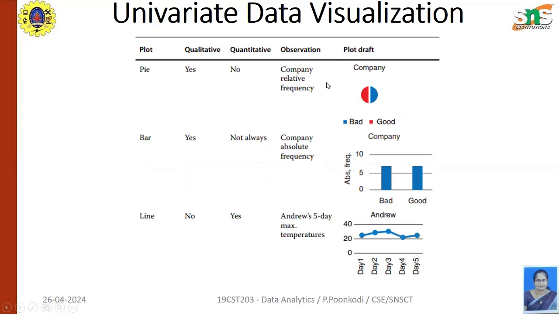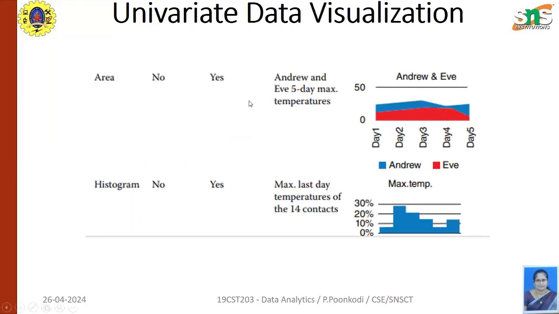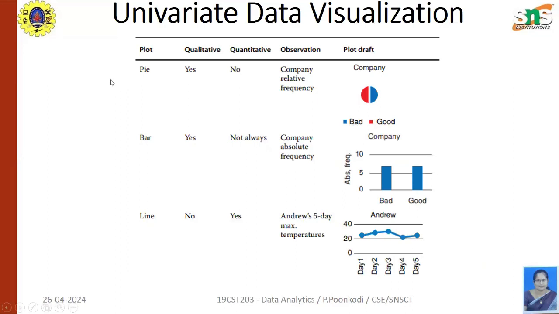The next way of representing the univariate frequency is univariate data visualization. For visualization, it uses five types of charts: pie chart, bar chart, line chart, area graph, and histogram. The pie chart is used for a qualitative attribute. The observation is the company's relative frequency, good or bad, which we have already discussed: 50 and 50 percent.